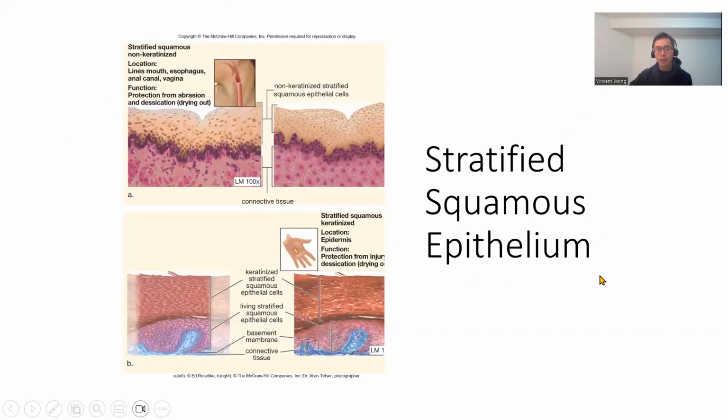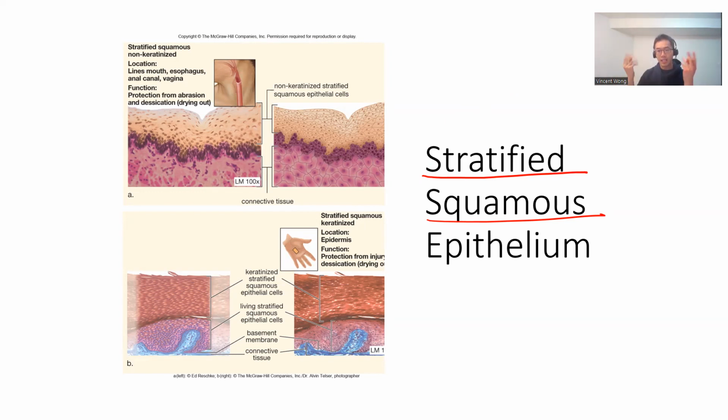The counterpart of simple squamous is what we call stratified squamous. Stratify means more than one layer, right? So you have one sheet of flat cells, and then another sheet, and then another sheet. So you have multiple sheets stacked together. And in general, the stratified squamous is going to be useful for protection against wear and tear, as well as it protects you from drying up. And it depends on where you find them.